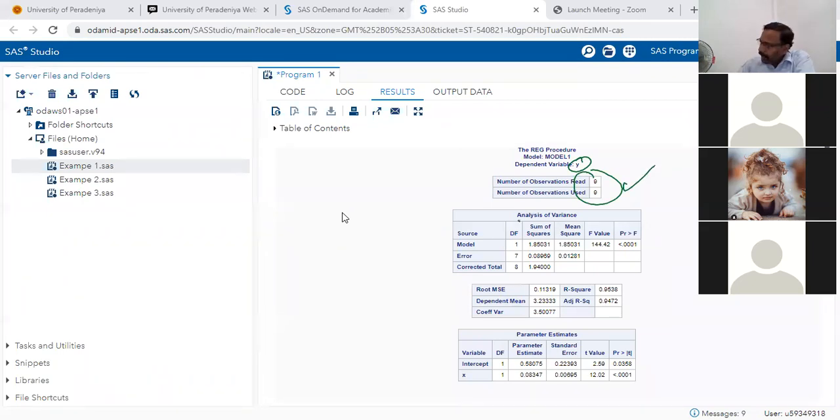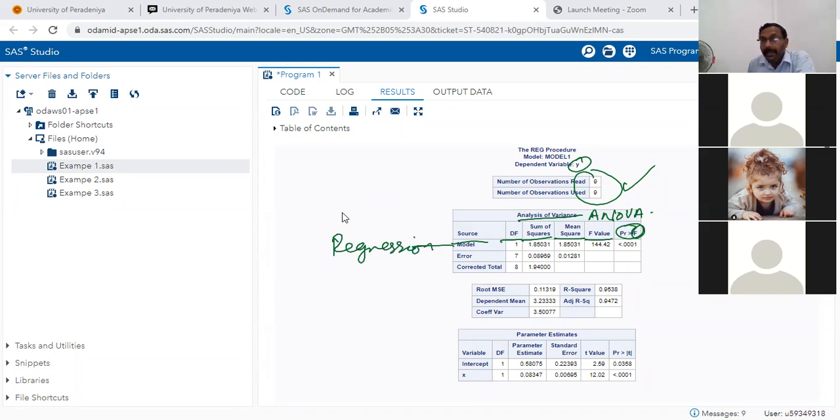This is the ANOVA, analysis of variance. Now you are expert on ANOVA. You see source of variance, degrees of freedom, sums of square, mean square, F value, and the probability. Probability of F distribution. Earlier, probability of T distribution. Here, the probability of F distribution. So, model mean, here this is a regression.